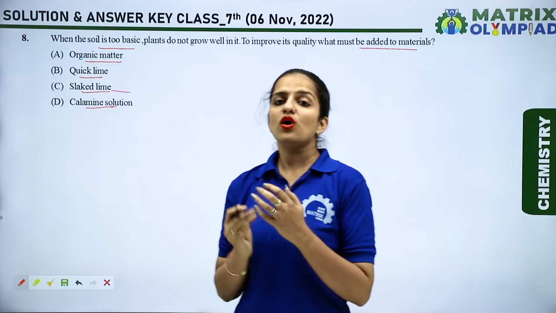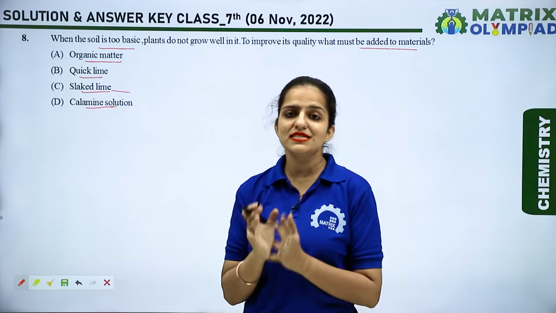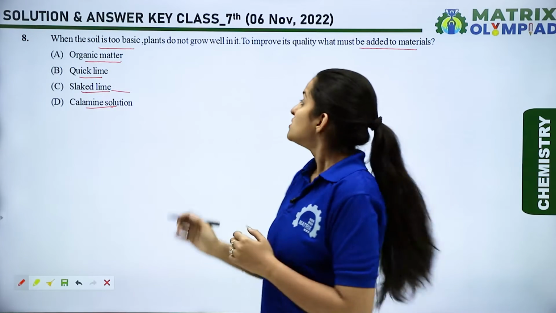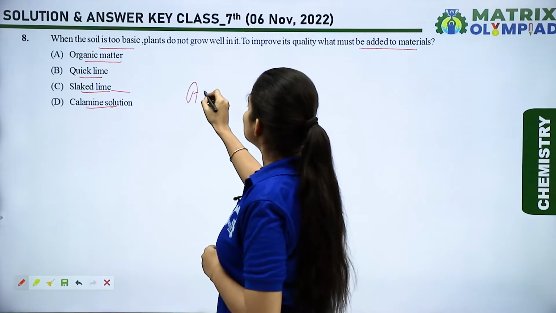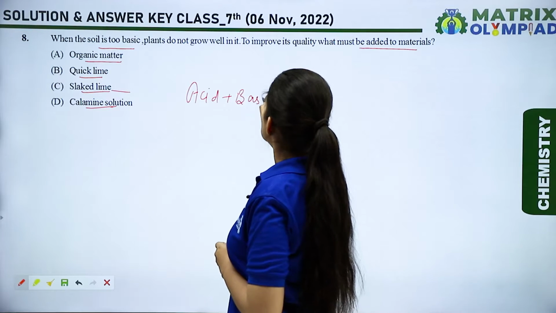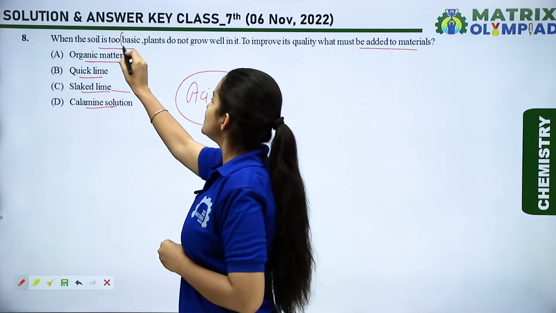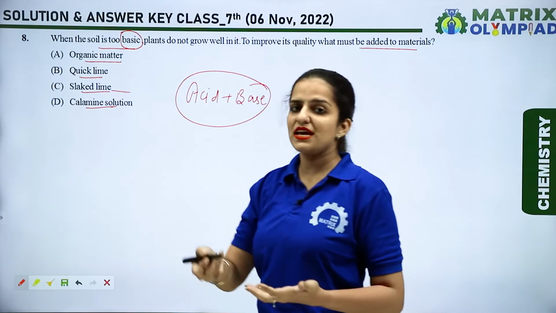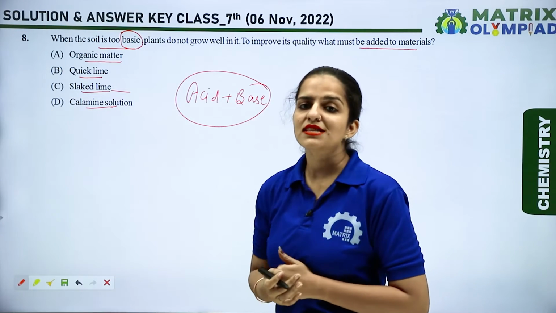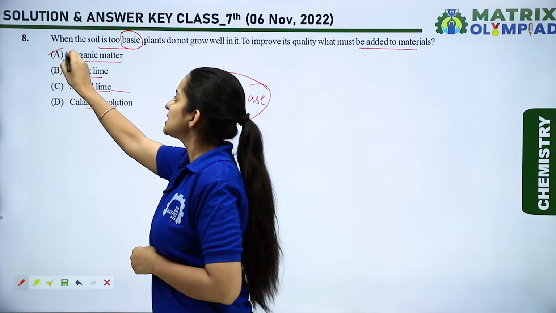So if the soil is too basic, we must add acidic substances so that it's neutralized completely. As we know, acid plus base gives a neutralization reaction. So if the soil is too basic, we must add an acidic substance. Among all four options, organic matter is acidic in nature. So here option A is correct.